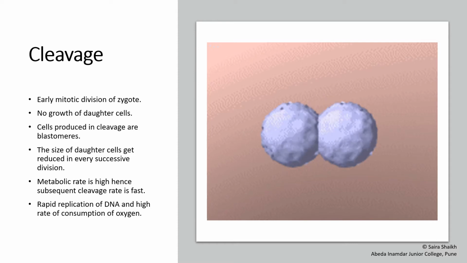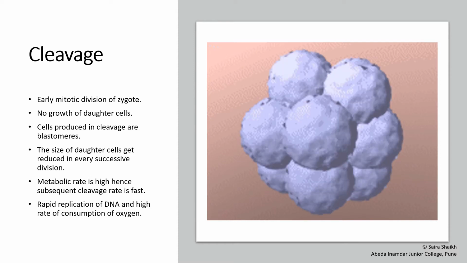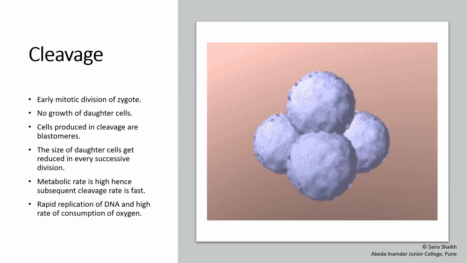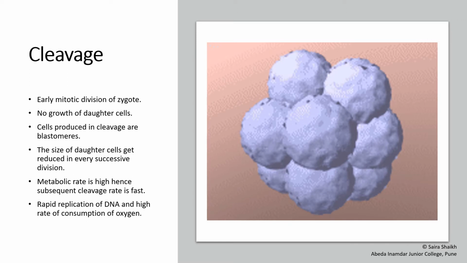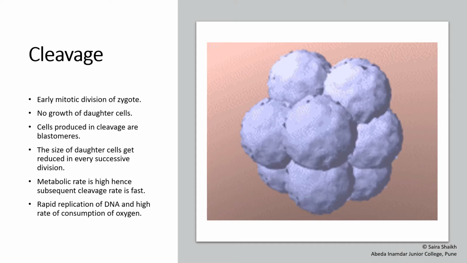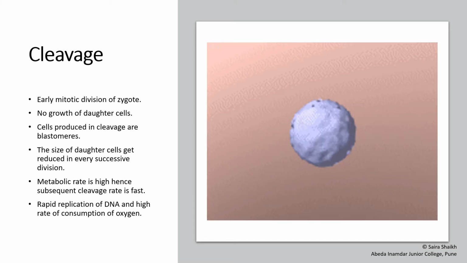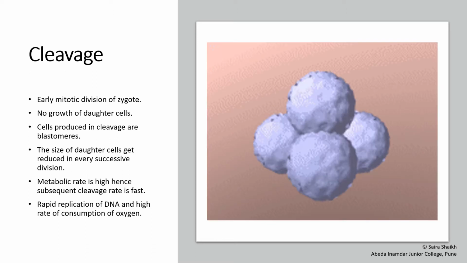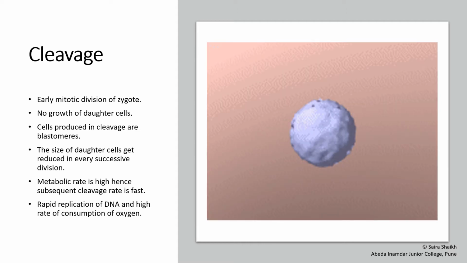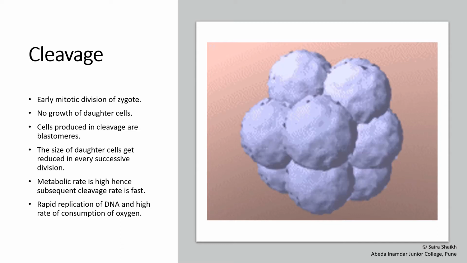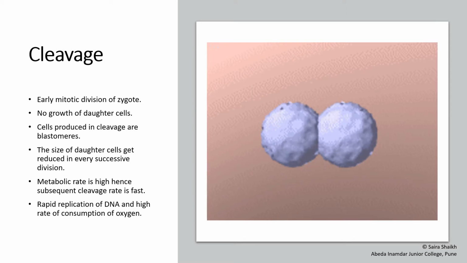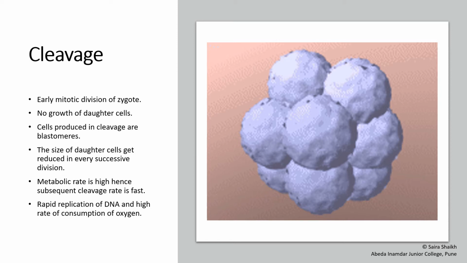Cleavage is the early embryonic cell division. It takes place in the zygote. During this cell division, daughter cells called blastomeres are produced. The size of the daughter cells gets reduced in every successive cleavage. In the blastomeres, the metabolic rate is very high, and rapid replication of DNA and a high rate of oxygen consumption are also seen. That's why the cleavage rate is fast.